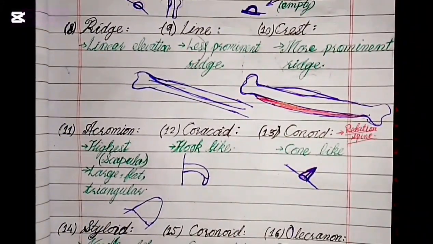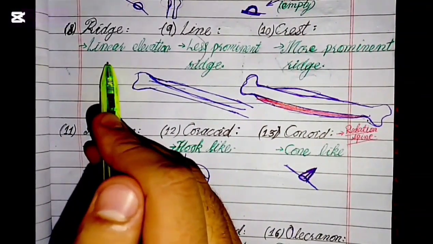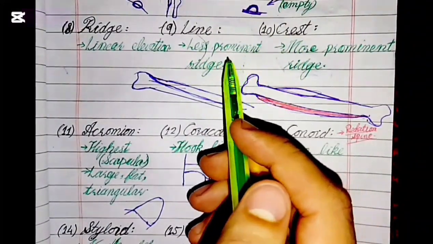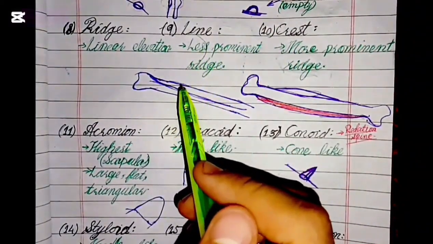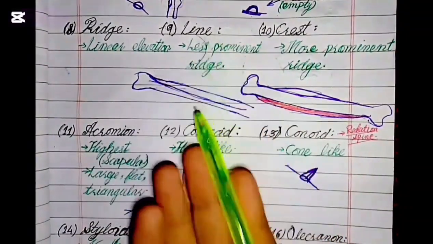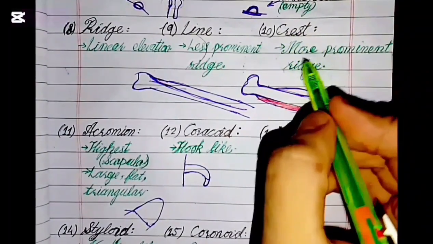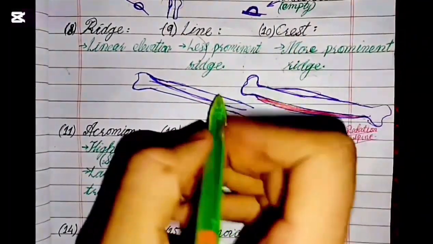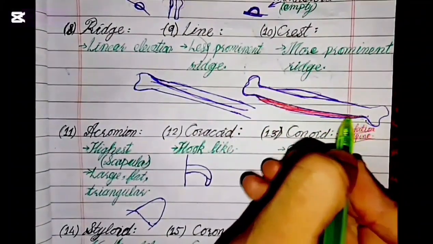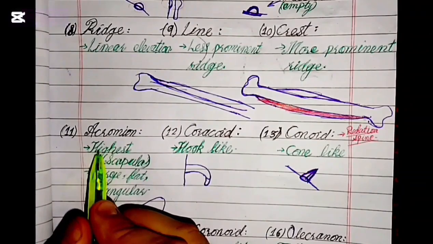Now ridge. What is a ridge? A ridge is a linear elevation, containing the line and the crest. These both are types of ridge. Line is a less prominent ridge. Look, there is a line on a long bone; this is a less prominent ridge on a long bone. And crest is a more prominent ridge on a long bone. If you look at this, this is the more prominent ridge which comes out from the bone much more.